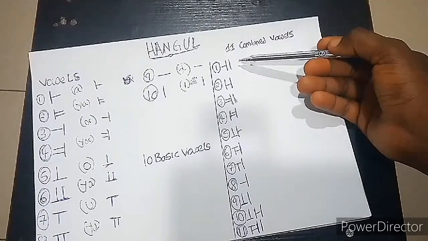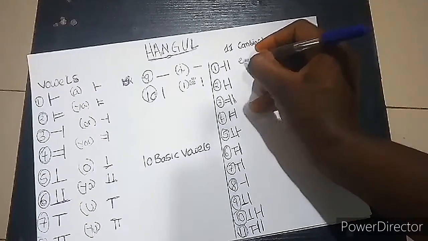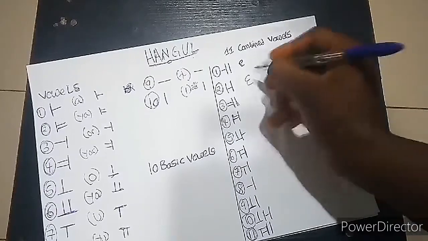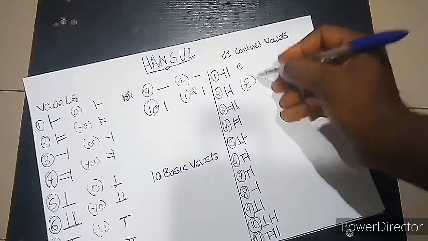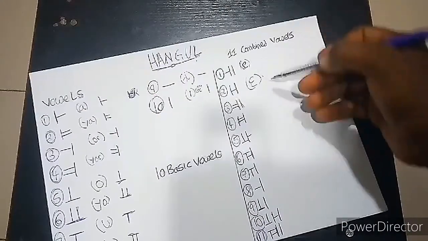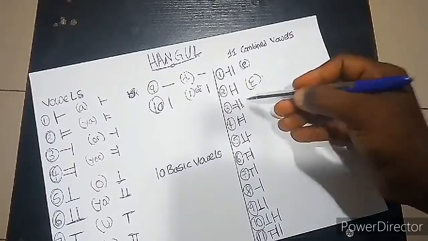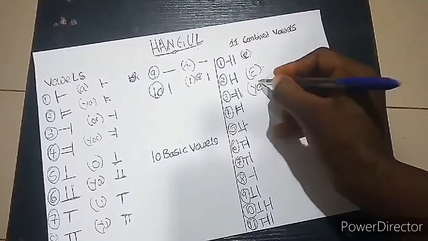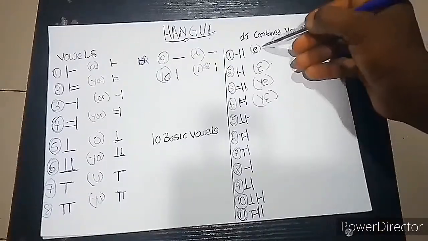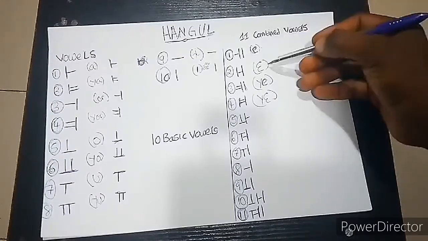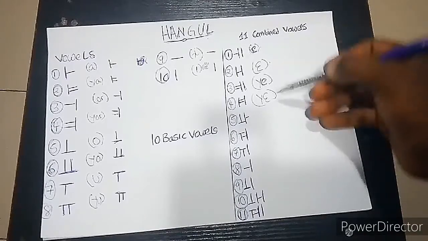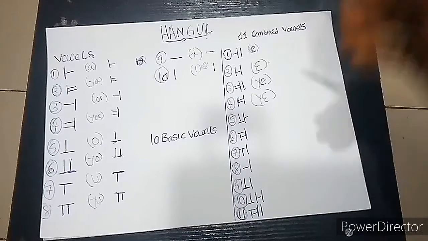Now, when pronouncing this one, you open your lips slightly wider than when you pronounce this particular one. So this is one and this is the other. Now this one is yeah. And this one is yeah. So let's move to combined vowels.